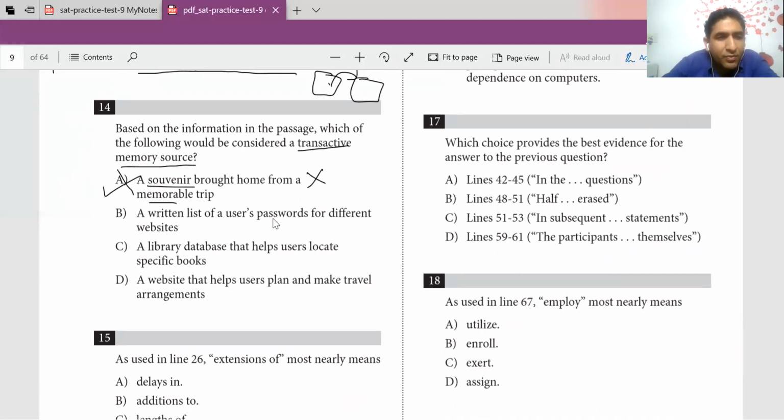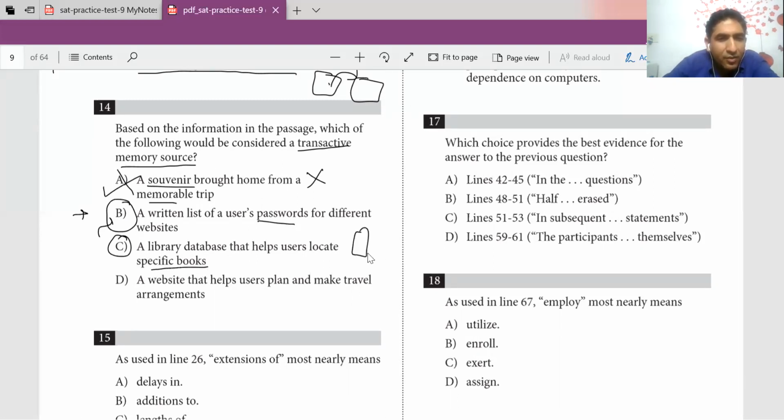A written list of users' passwords for different websites. Why do we make a list of passwords? We are supposed to remember them, but sometimes we refer to a list for easy access. And this looks like a transactive memory. Whenever we want, we look at this book of passwords and get it. A library database. Now, this is confusing. This also seems like a transactive memory source: a database that helps users locate specific books.